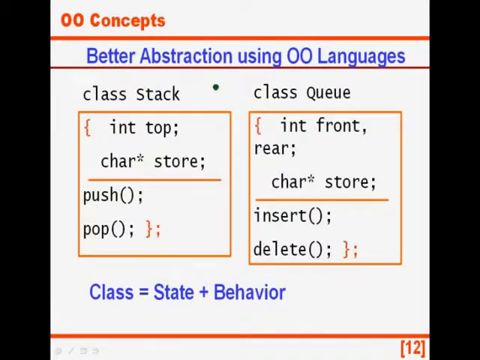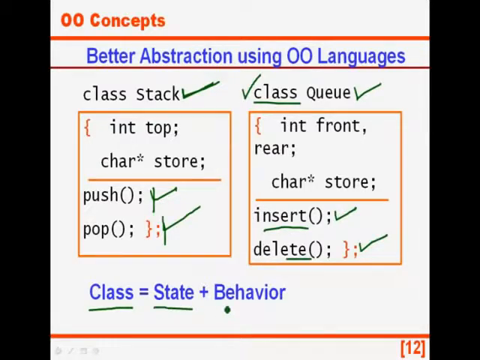Let us see how we can get better abstraction using an object-oriented language. Here we see a stack where the pop and the push functions have been pushed into the class, and similarly the insert and the delete functions of the queue are pushed into the envelope of the class queue. Now with this information, the compiler knows that these two functions belong explicitly to stack and that the insert and the delete function belong explicitly to the queue. Now if I try to use the insert on a stack or a push on a queue, the compiler can give an error. So we say that a class is the definition of the state and the behavior.